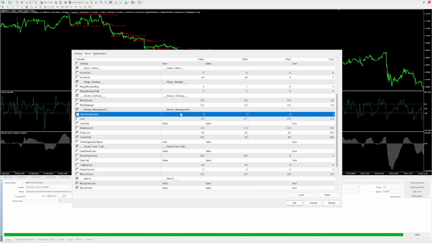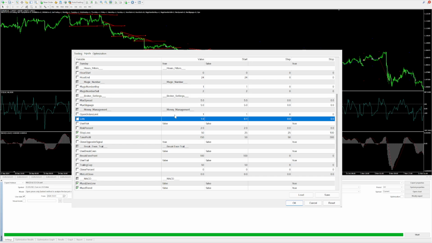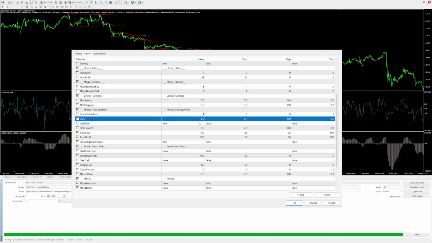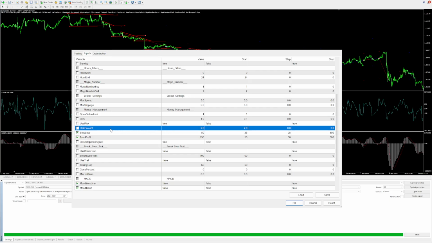Okay, lots. This is the position size that you're going to place your trades with. Lots is only used if you have user set to false. If you have user set to true, it ignores the lots field and will calculate the lots for you based on the risk percent that you set here in the risk percent field. Okay, so if you have that set to 2% risk, the EA will automatically calculate the lot size, so that's the equivalent of 2% of the account free equity.